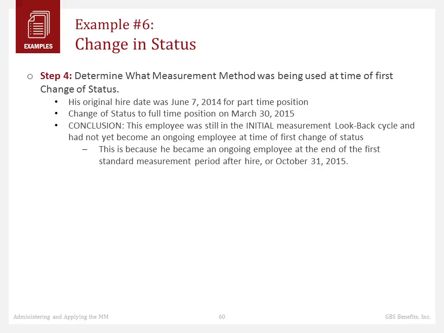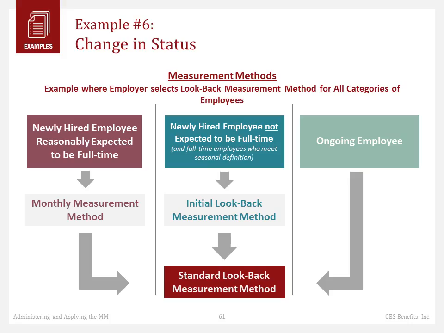This is because he became an ongoing employee at the end of the first standard measurement period after hire, or at October 31st, 2015. But the change was March 30th, which is earlier than that. So again, here's the graphic so that you understand and you can see that this particular employee is in the middle bucket, the teal bucket that says newly hired employees not expected to be full-time. And so he went into the initial look-back measurement method and is in the middle of being transitioned into the standard. But because he's still in the look-back, he's still considered a newly hired employee. So that is the rule we're going to look at for change in status.